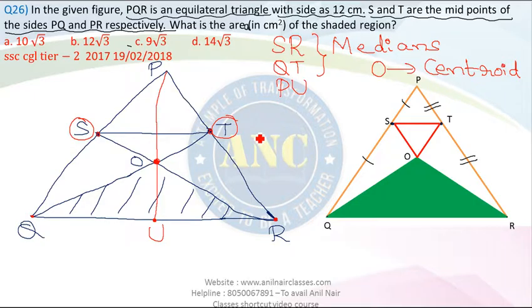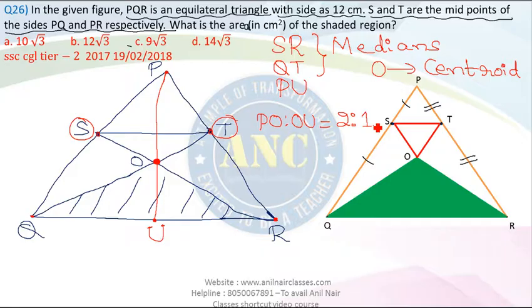It is nothing but the centroid. That means I can definitely say that this centroid O divides the entire median PU in the ratio 2:1. That means PO value will be 2, OU value will be 1. That means PO is to OU, the ratio is 2:1.